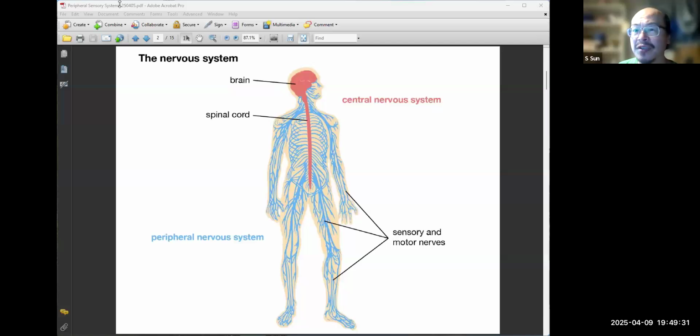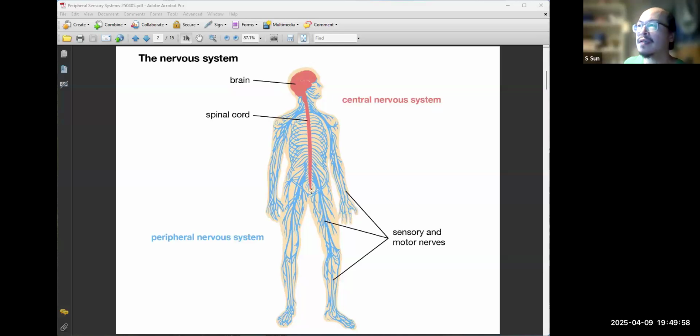So that's this one here. Let's get started. We talked about this already. When we talk about tissue, we talk about four types of tissue: the epithelium, muscle, connective tissue, and the nerve. And when we talk about nerve, these are the slides that we use. We say that the nervous system has two portions, or two systems. One is called the central nervous system, which includes the brain and the spinal cord.